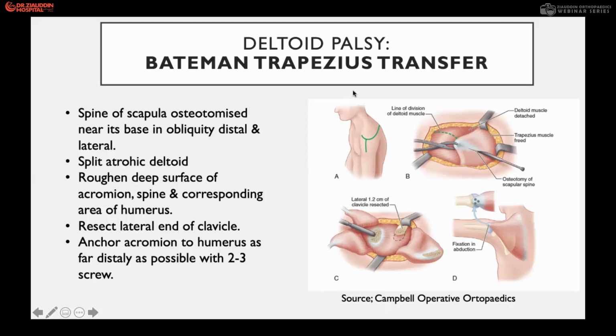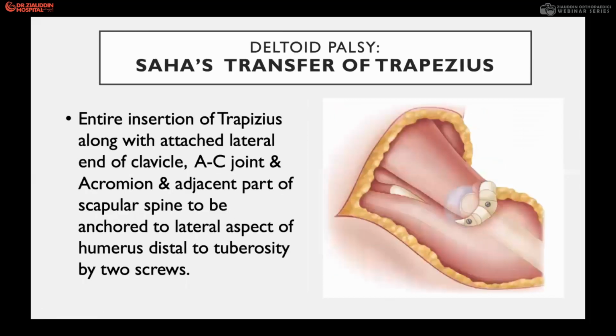This is the trapezius transfer, which is called the Bateman trapezius transfer. Very good muscle to substitute the paralyzed deltoid. Saha also advised a transfer of the trapezius muscle, but a total transfer of the trapezius muscle along with the clavicular part, acromioclavicular joint and adjacent part of the spine.